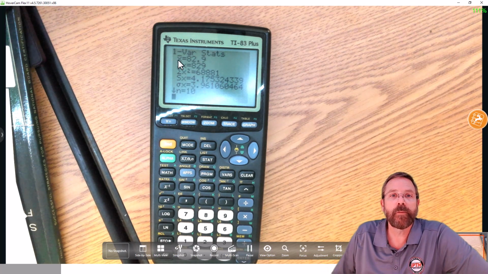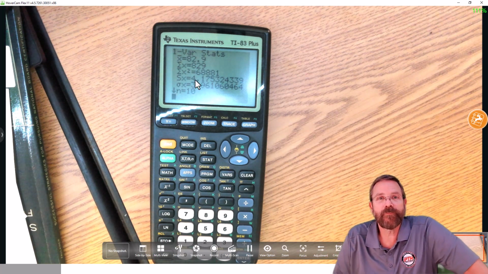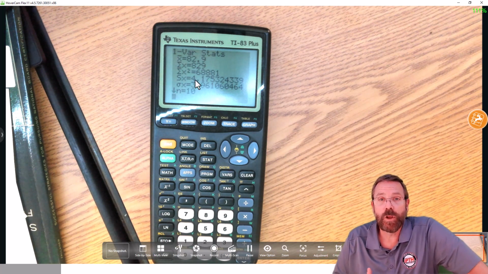Once again, our mean or average is going to be 82.9 this time, and our standard deviation is going to be the 1.47 and so on that you see right here. So that's one way that you can find the mean and the standard deviation using your graphing calculator.